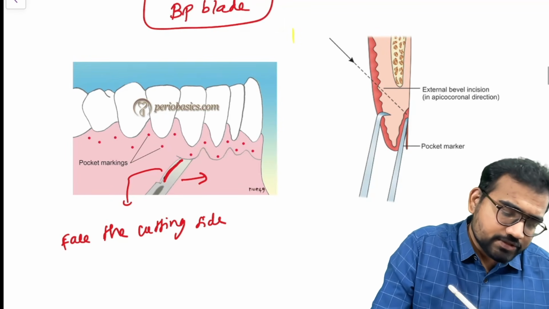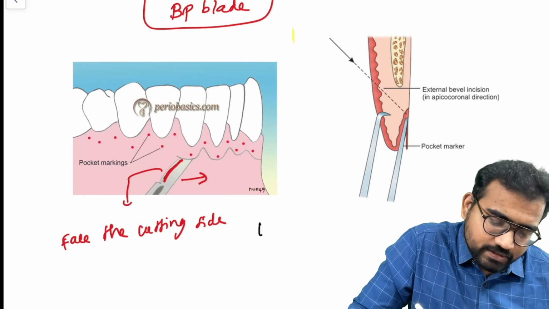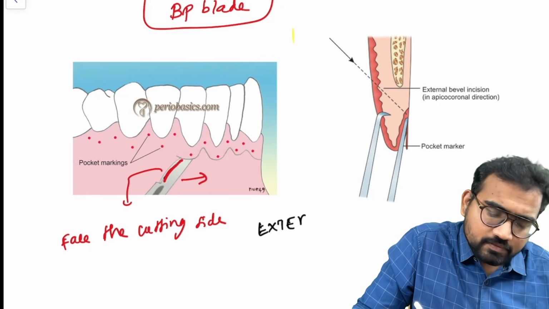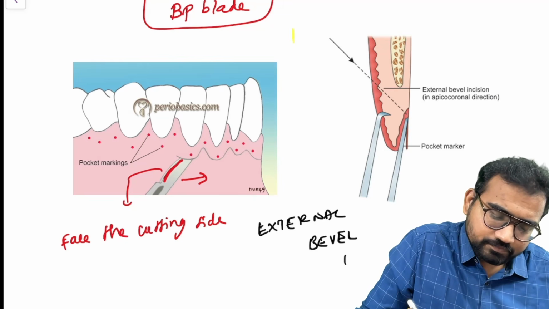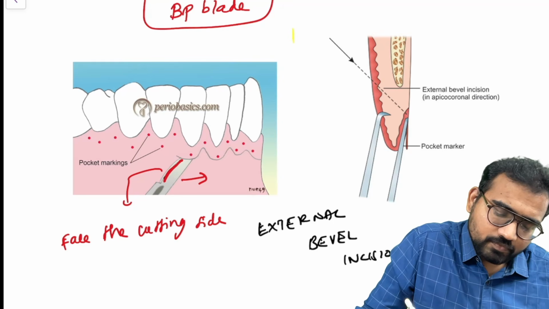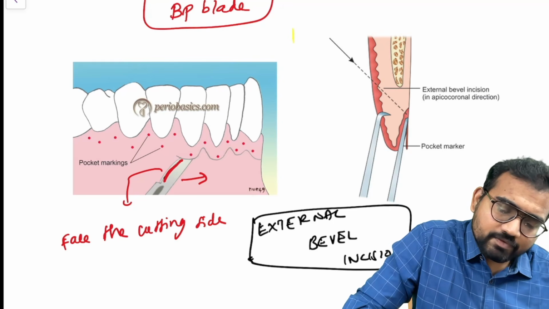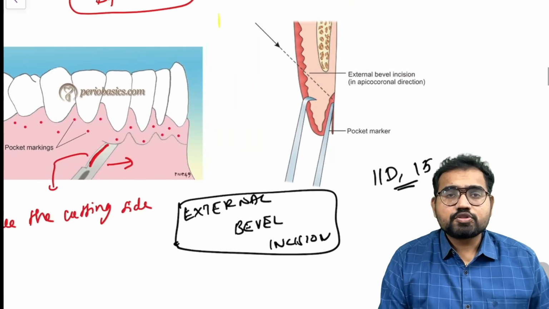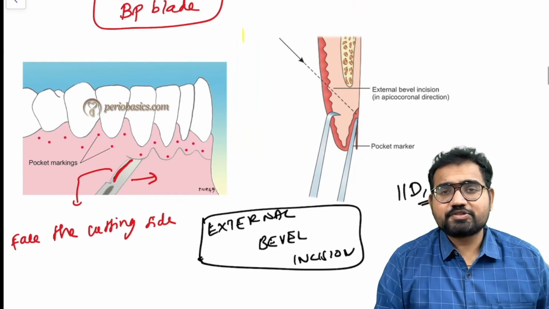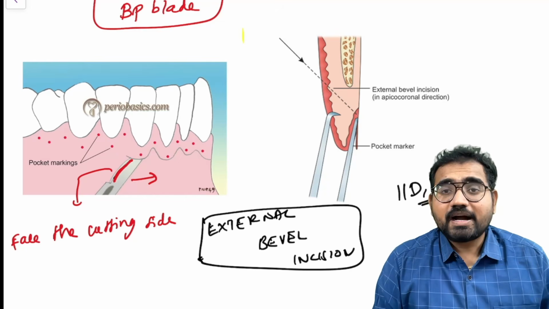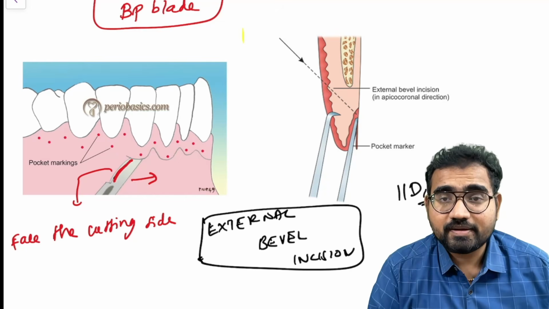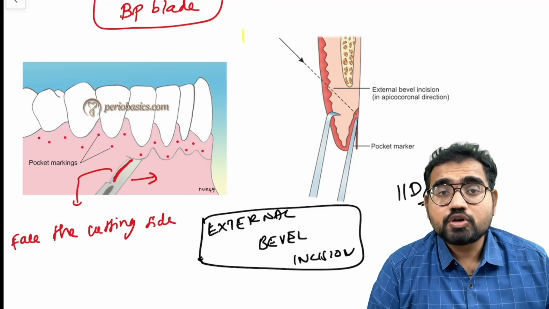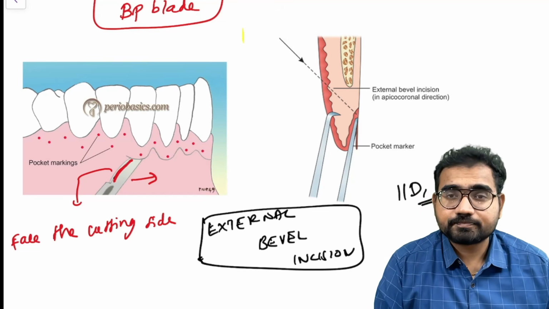Now the first incision we are going to look at is the external bevel incision, predominantly given with 11D or 15 size blades. What is an external bevel incision? It is very simple. I'm going to place the bevel of the blade towards the tooth.